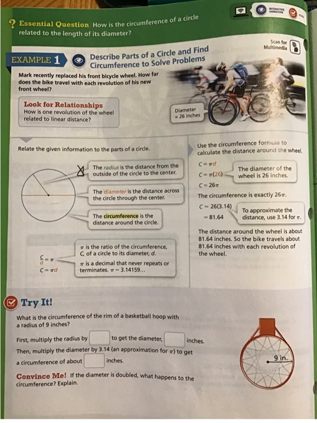Here are some really good vocabulary words that you need to make sure that you understand. The radius is from the center to the edge of the circle. The diameter is all the way across the circle, which we talked about in our Zoom meeting. And the circumference is all the way around the circle. So make sure that you understand those vocabulary words.